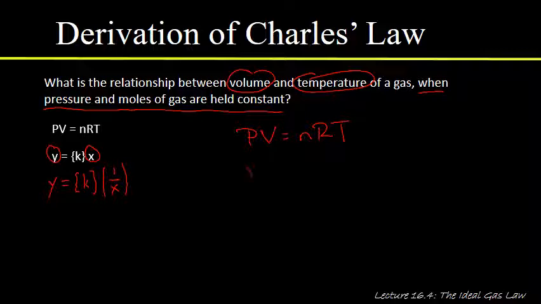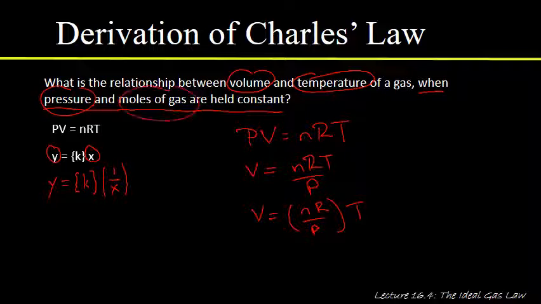So this means volume is nRT over P. And if we want to get temperature by itself, let's do this. Volume equals nR over P times T. Now, this R in this equation is the ideal gas constant, so we know that R is a constant. But in Charles's law, when we're changing the volume and the temperature, the pressure and the number of moles of gas are also constant.